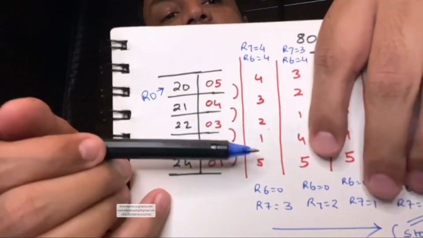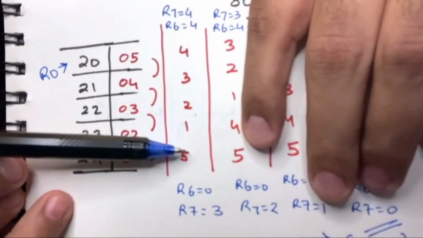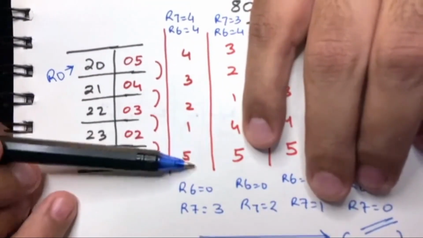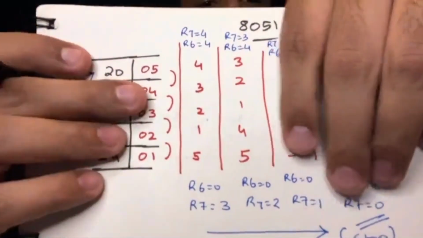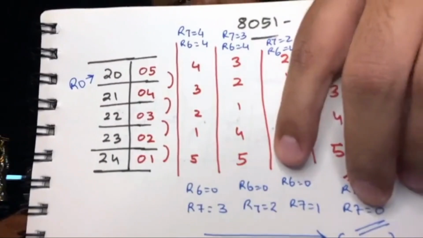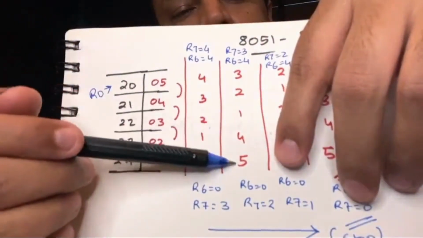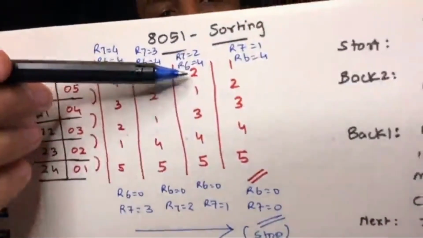4 and 5. Look here, people. 4 and 5 are in the correct order. No interchanging. Leave them as it is. Are you clear? Your series is somewhat getting sorted. Second cycle over. Go back.